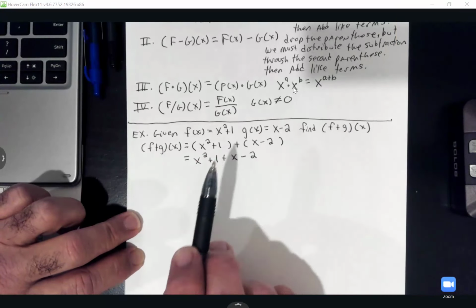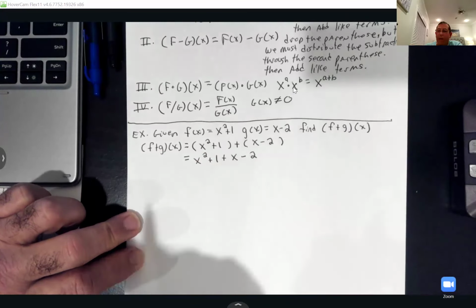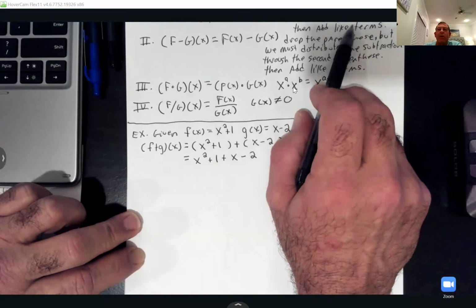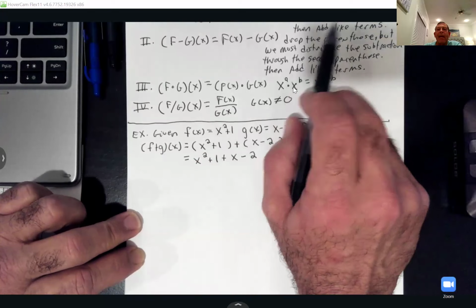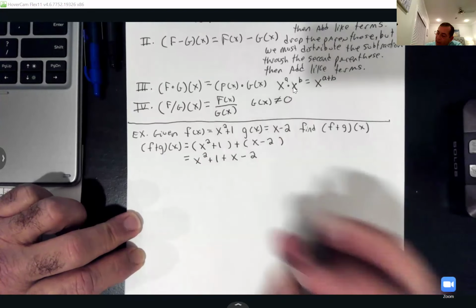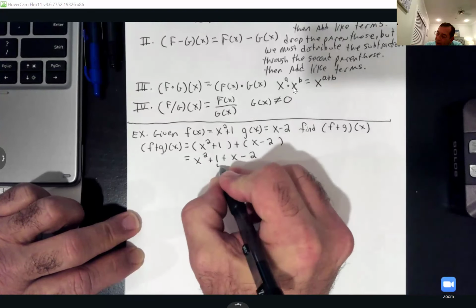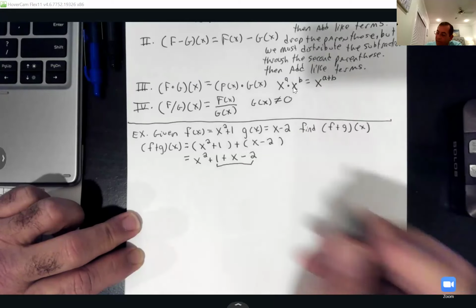Now, at this point, like we said, all we can do after we drop parentheses is add like terms. And y'all, the only like terms we have here are the numbers.